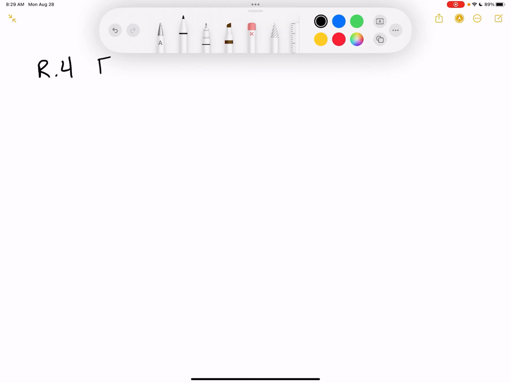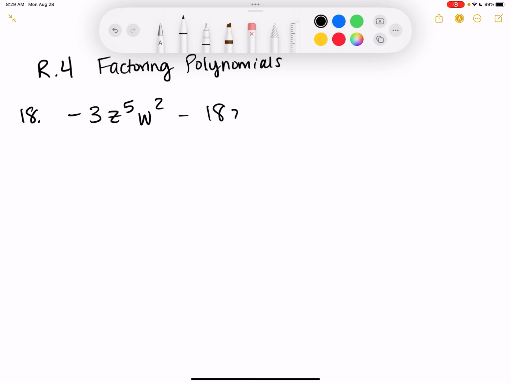R4, factoring polynomials. So starting with number 18, it says to factor out the greatest common factor from each polynomial. So that's the only thing we're doing in these ones. We don't have to do anything beyond that. So negative 3z to the fifth w squared minus 18z cubed w to the fourth.